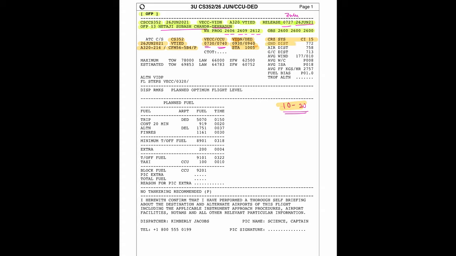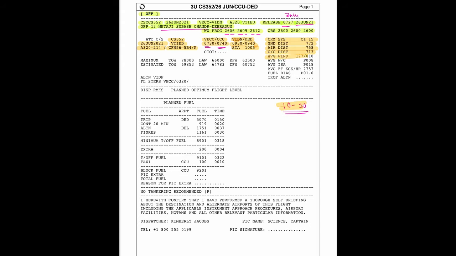Ground distance is 772 nautical miles. Air distance is 758 nautical miles. About the GC distance, I don't know what they are trying to say. I searched it on the internet and they said great circle or something like that, so I don't know about this.